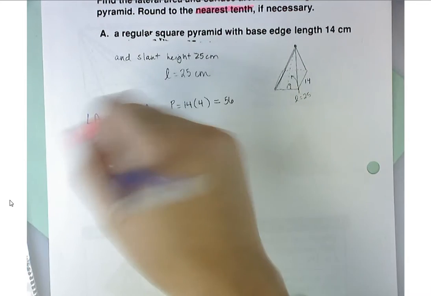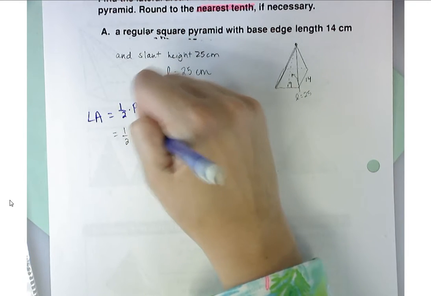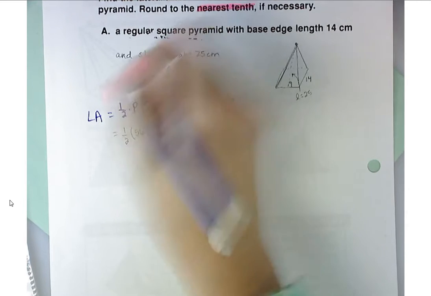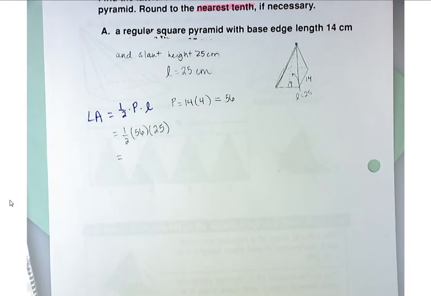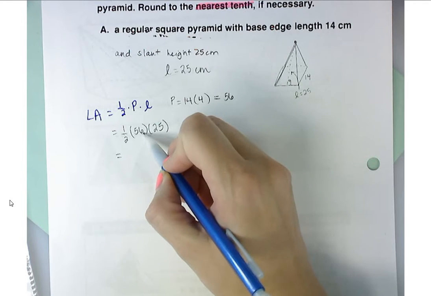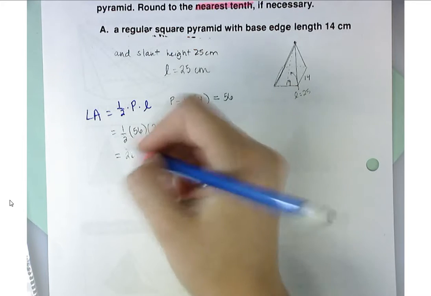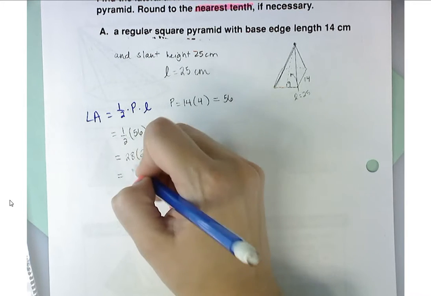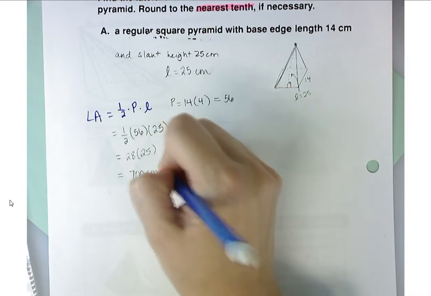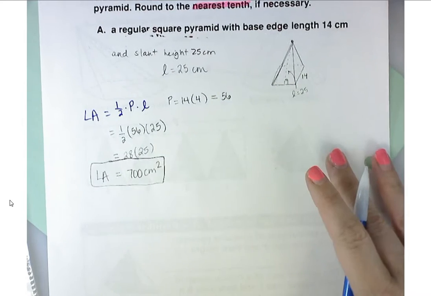Okay, and then we can just go ahead and substitute in our values. So now I'm going to have 56 times 25. And then sometimes what I'll do if I see there's an even number, I'll multiply that together first. So what's half of 56? So you can do half of 50, which is 25, and then half of 6, which is 3. So 25 plus 3 will be 28. So then I can just multiply 28 times 25, which ends up being what? 700. Okay, and we're finding the lateral area, so this is going to be in centimeters squared.